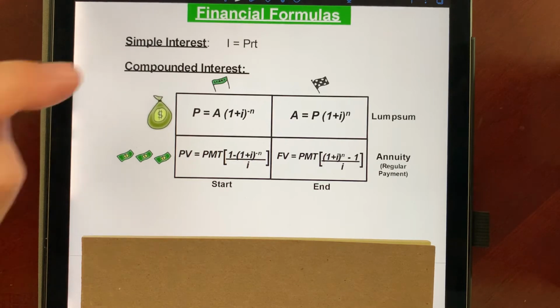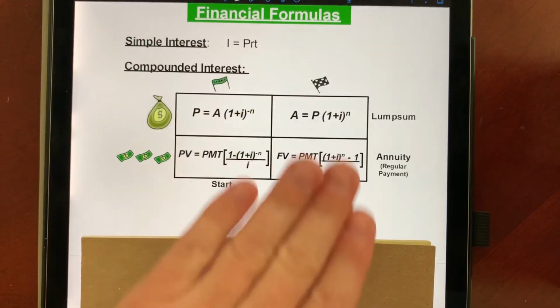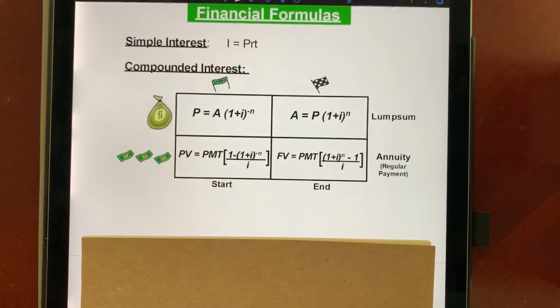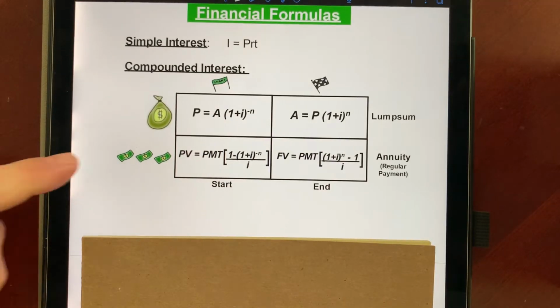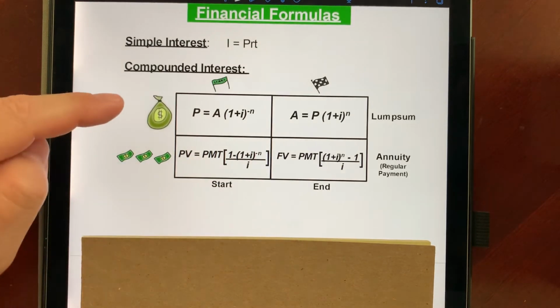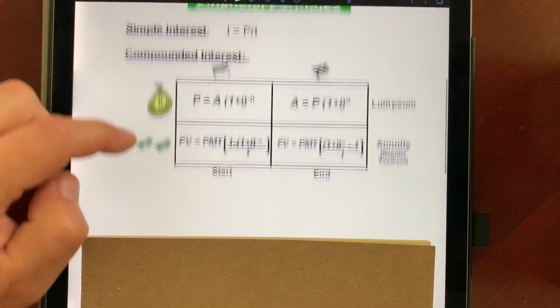If the big chunk of money is at the beginning, I'm going to use present value, one of these 2. And if it's at the end, I'm going to use future value. Question number 2: are there regular payments? If the answer is yes, I'm going to use one of these 2, and therefore I know which one. If it's no, it's a lump sum, and therefore I'm going to use the top one. So let's put this into practice.